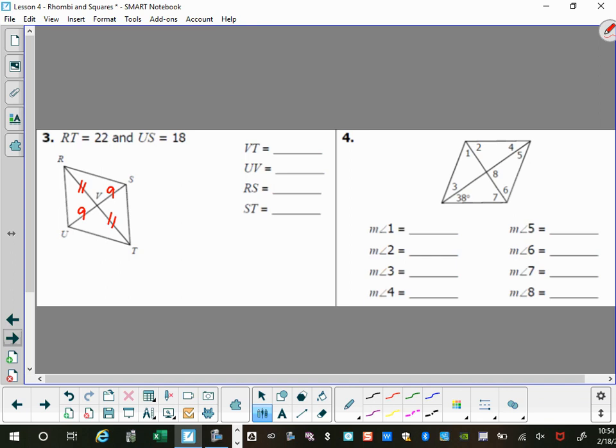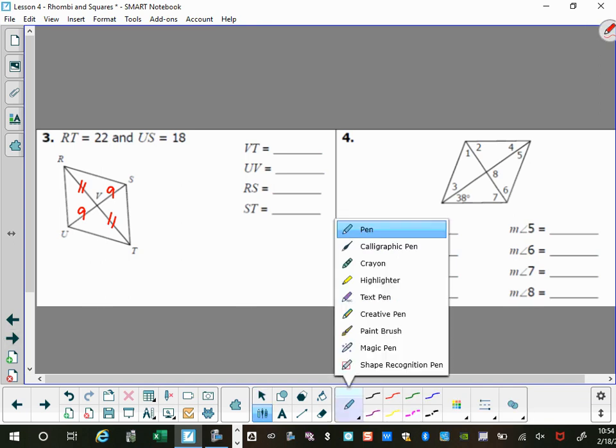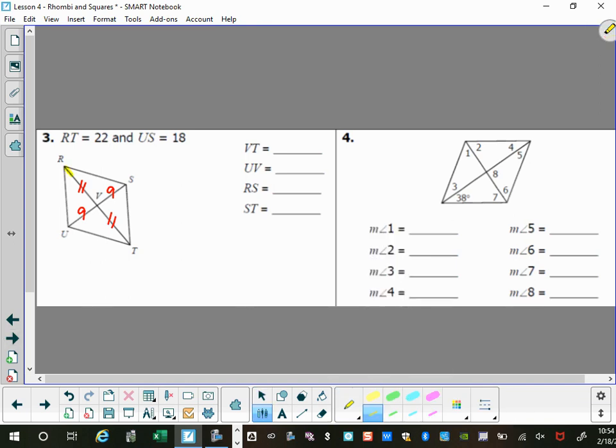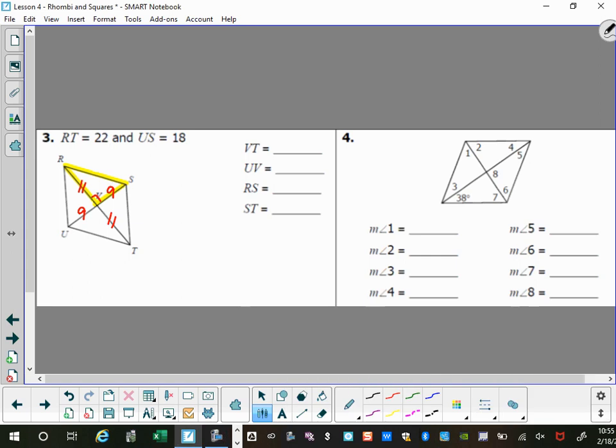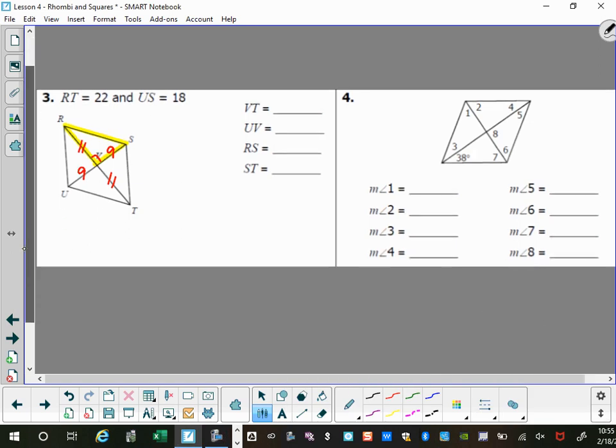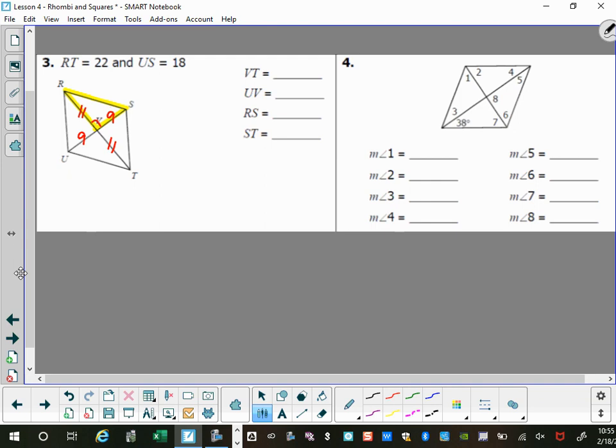All right, just like we've been doing, I want you to focus on the fact that, let's just take one part of the rhombus. Right angle there in the middle. What can we do to figure out what RS is? I just set this one up. What'd you do?